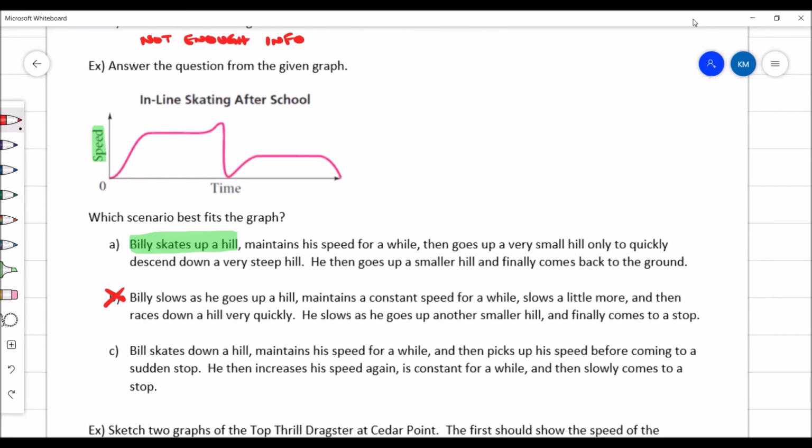So see, Billy skates down a hill. That will increase his speed. Maintains his speed for a while. Yep, that's what that flat line means. Then picks up the speed, before coming to a sudden stop. Yep, really fast or really just stopped, really, because that means our speed is at zero. He then increases the speed again, and it's constant for a while, then slowly comes to a stop. And this makes the most sense. Okay, so see there.